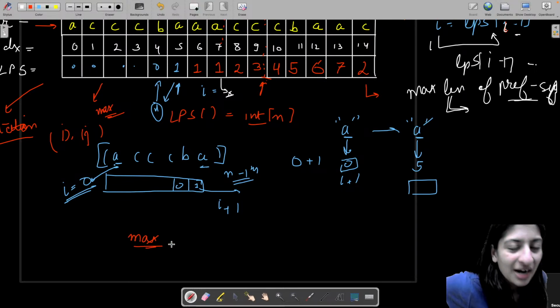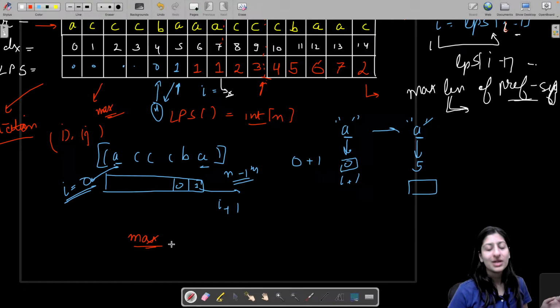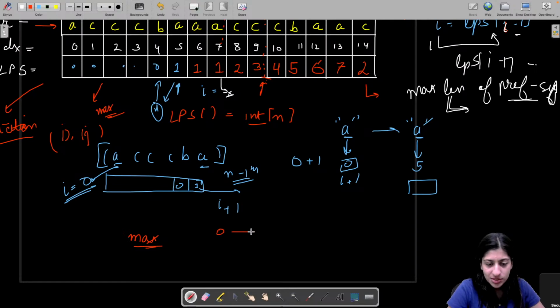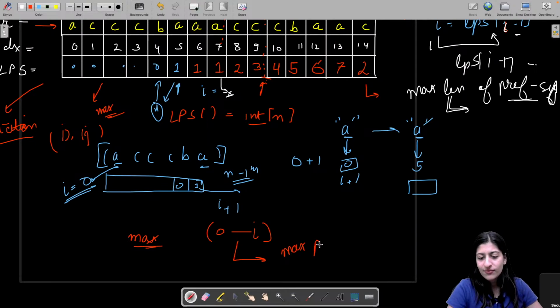It can also be understood as a DP, not exactly, but what is the purpose of creating a DP array? We try to get the answer from the previously evaluated answers, right? So that's what we are doing for every LPS index. At every index in LPS, it is storing, as if the string from 0 till that I was the entire string, the maximum length of a prefix which is also a suffix.